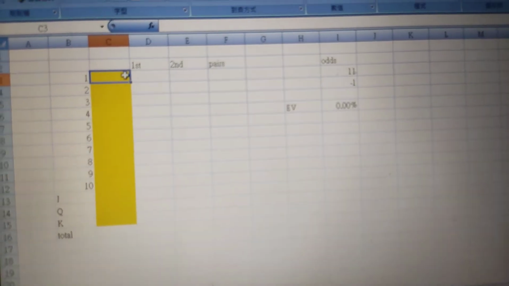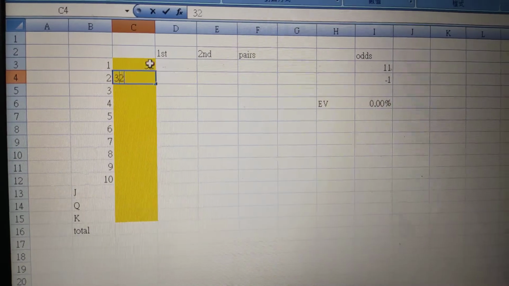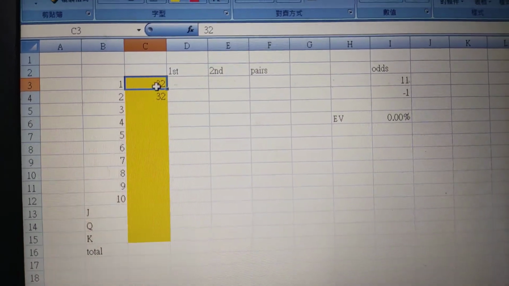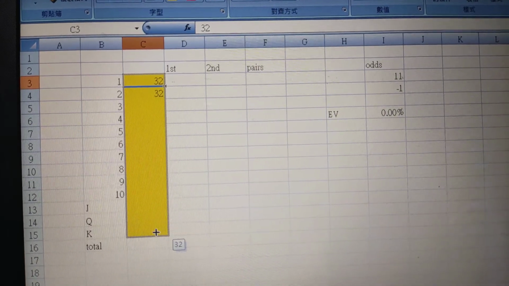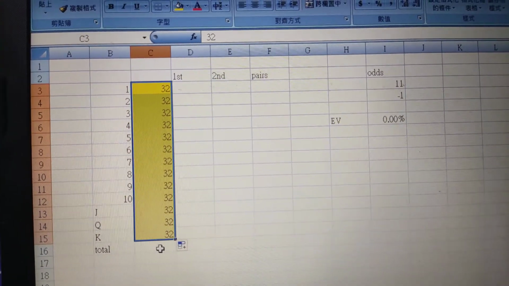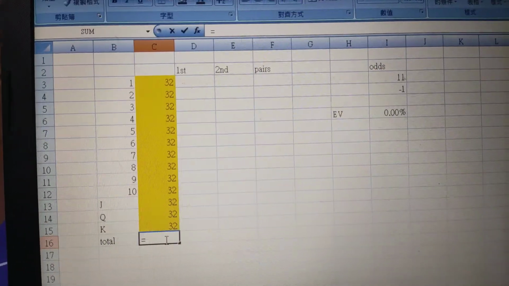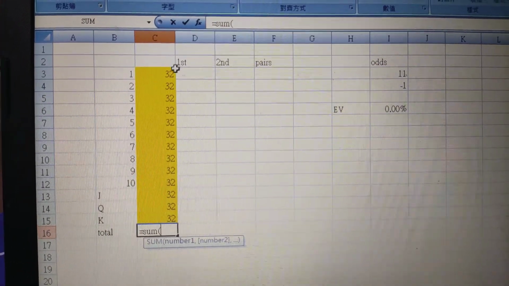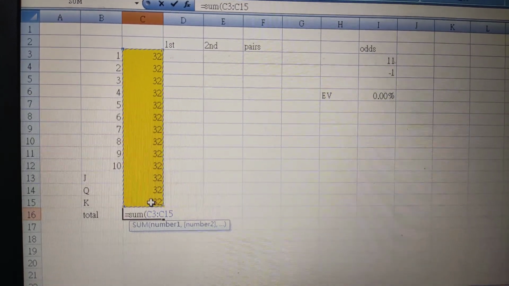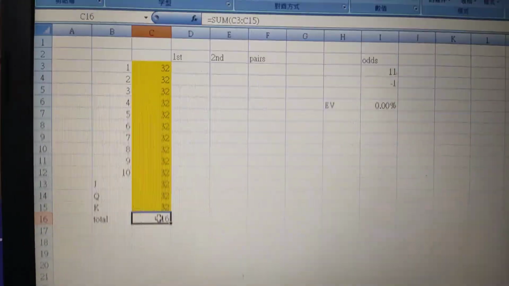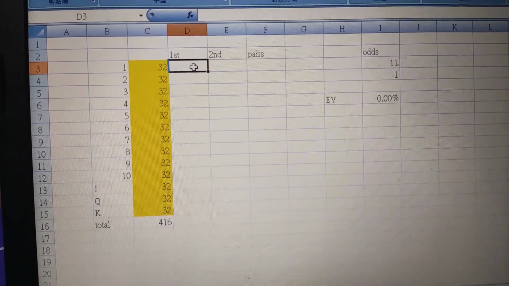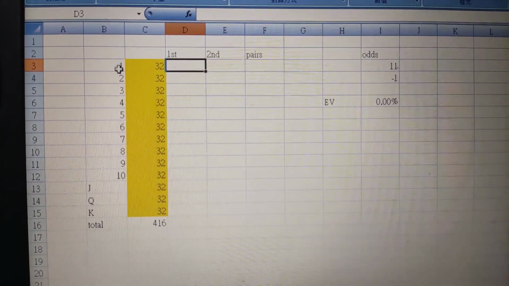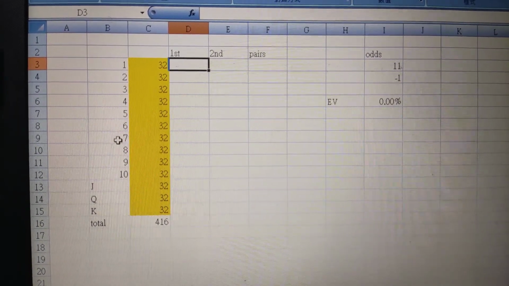First of all, we have to make a whole deck of cards: 32 aces, 32 twos, and so on. For each number we have 32, which means we have a total of 416 cards, which is 8 decks. Now we have to calculate the pair, which means we have to calculate 1 pair, 2 pair and 3 pair for each of the numbers.